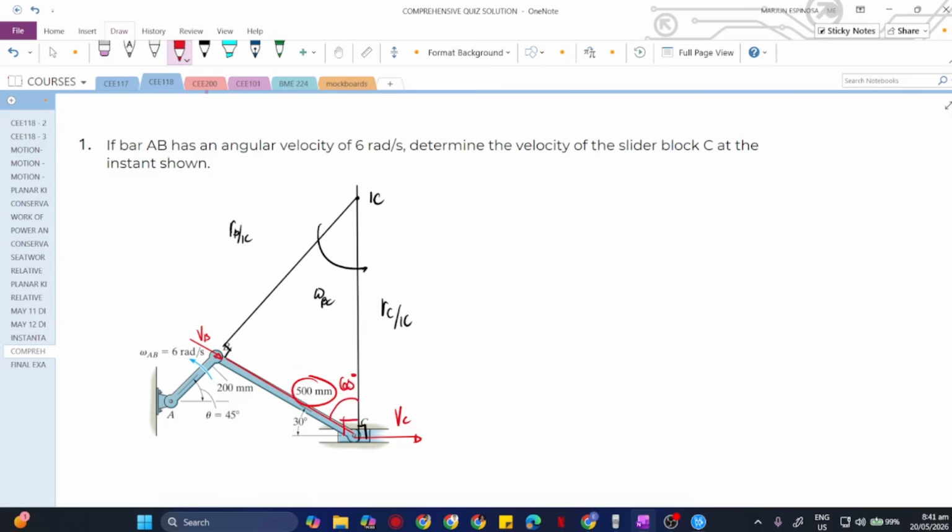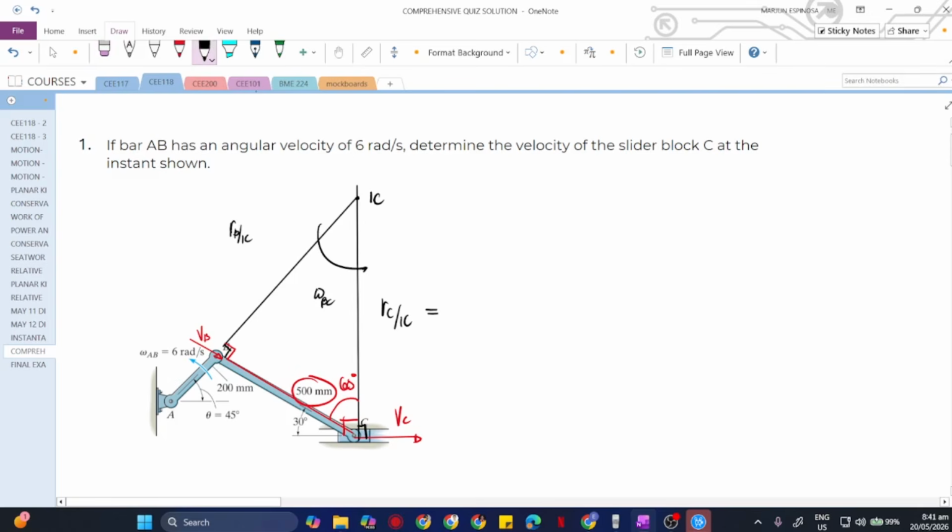Now, since we have created a right triangle, let us draw the right triangle again. Okay, we can use this, wherein this one is our 90 degree. Now, this will become our hypotenuse. Given the adjacent side of our angle, which is 60 degrees, the adjacent side is 500 mm. So we can get this part, the hypotenuse.